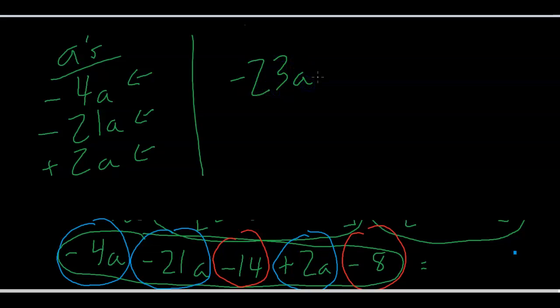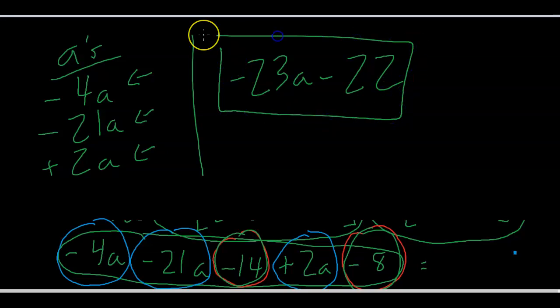All right, and what about our constant terms? We start with negative 14, because the first time we see a constant term, there's a subtraction sign in front of it. So we start with negative 14 constant term, and then we subtract 8. So we can do negative 14 minus 8, we'll get negative 22. So we have a constant term of negative 22, which we can write as minus 22. And here is our simplified expression from what we started with, negative 23A minus 22.